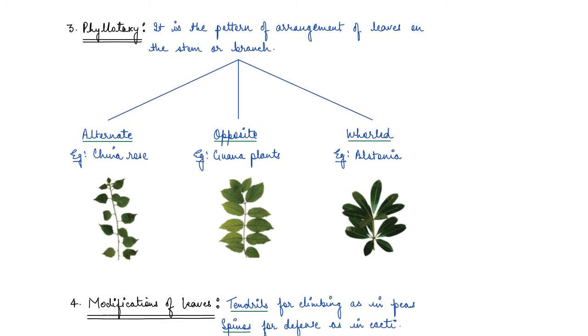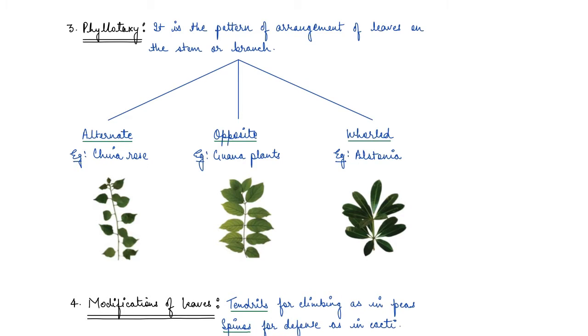Phyllotaxy is nothing but the pattern of arrangement of leaves on the stem or branch. That pattern of arrangement of leaves on a stem or branch can be of three types. First is alternate, second is opposite, and third is whorled.